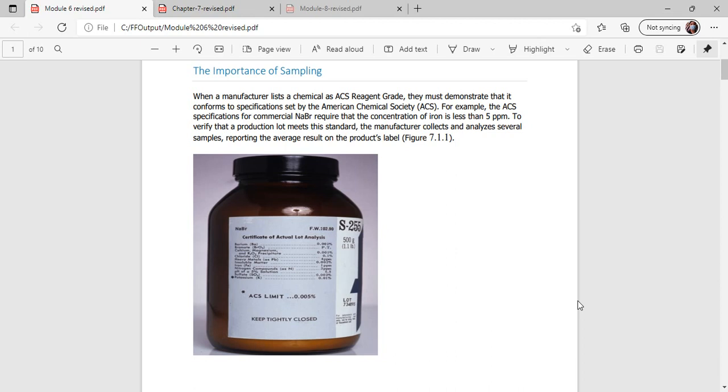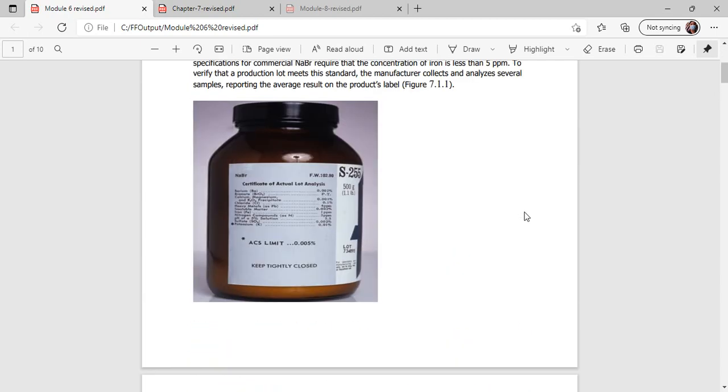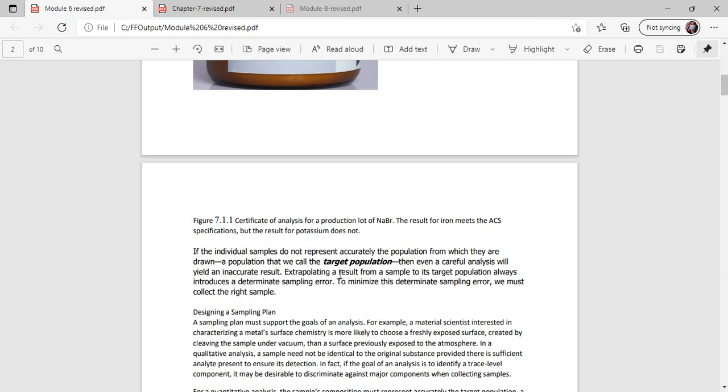Ibig sabihin, for example, isa ka box ang amuna bingis nga mga reagent. You will get random sampling from them to ensure that those bottles have less than 5 ppm of your iron for your NaBr. We have here a certificate of analysis for your certification or production lot of your NaBr. The result of your iron meets the ACS, American Chemical Society, specification but results for potassium do not. Ibig sabihin, ang ginatest mo lang is for your iron but not for your potassium.